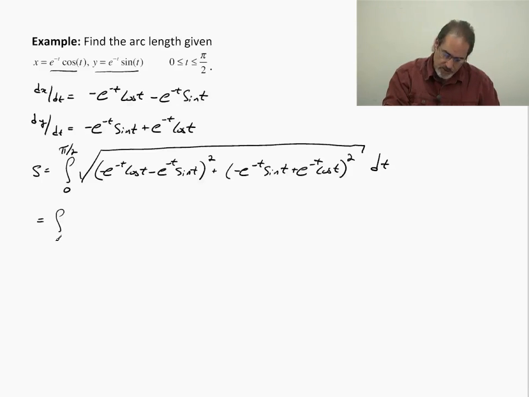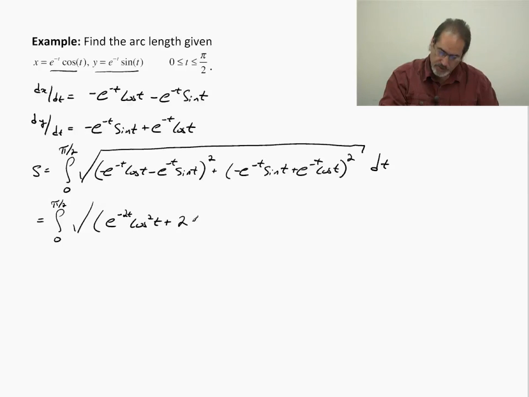Okay, so now it's time to do a bunch of algebra. So this is equal to the integral from 0 to pi over 2 of the square root of, see, if I square this, I'm going to get e to the negative 2t cosine squared t plus 2 times e to the negative t times e to the negative t cosine t sine t plus e to the negative 2t sine squared t.